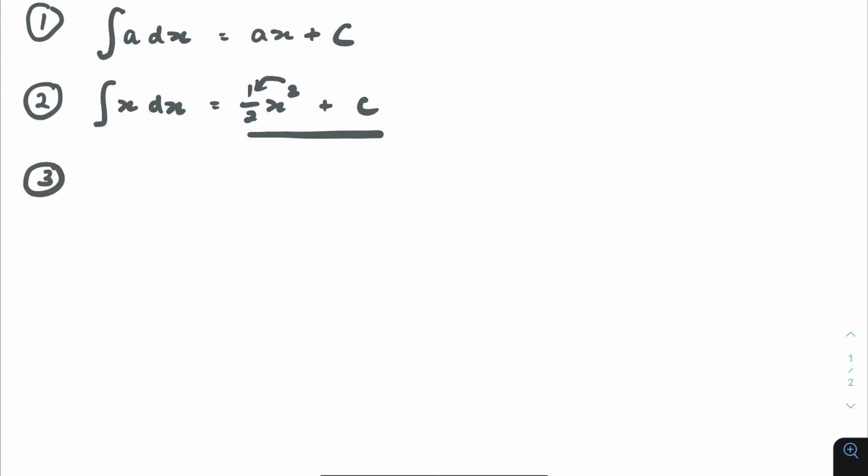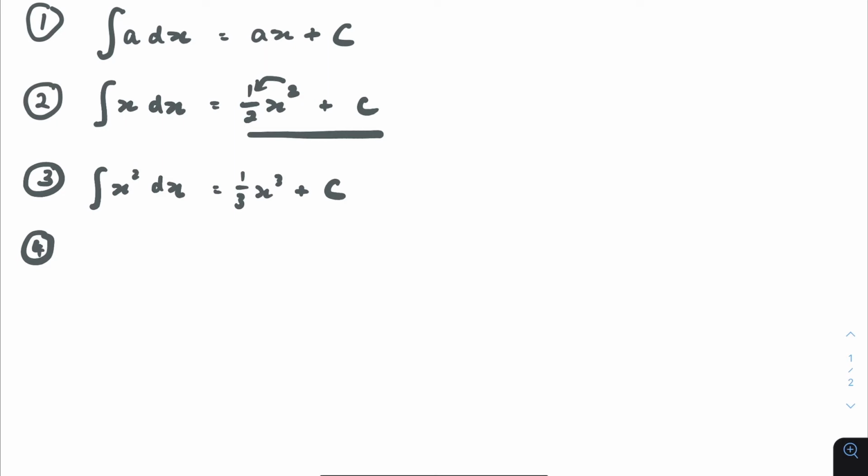Rule number 3. Let's say you had x squared. Well, if we apply this logic, you raise this to the power of 3 because you increase by 1, and then you divide it. So that becomes 1 over 3 x cubed. It's the exact reverse of differentiation because the two can reverse to become the other.